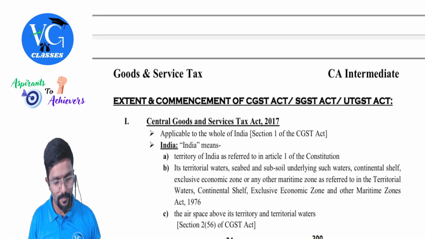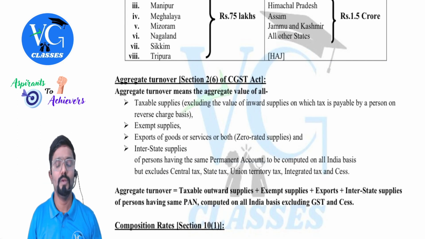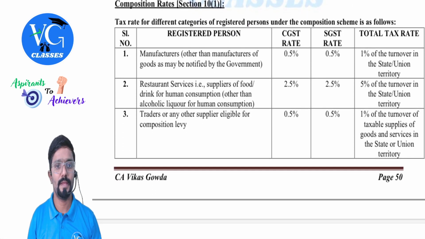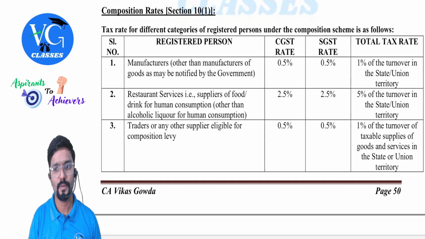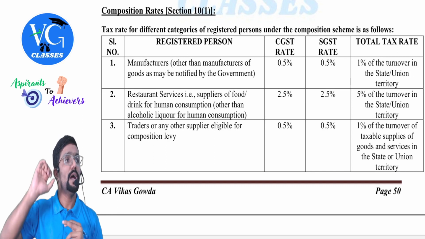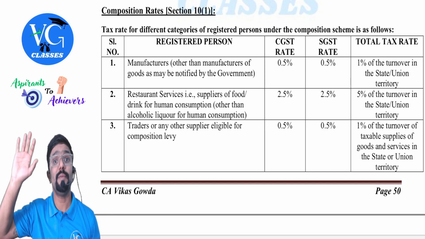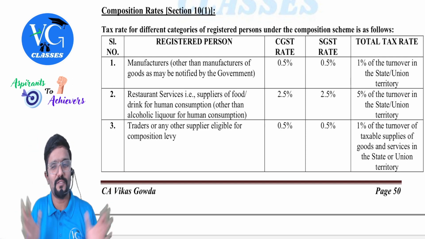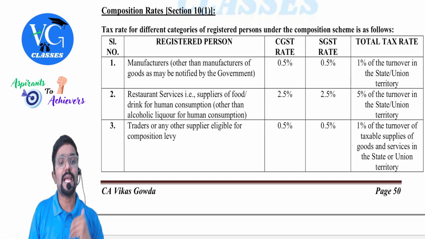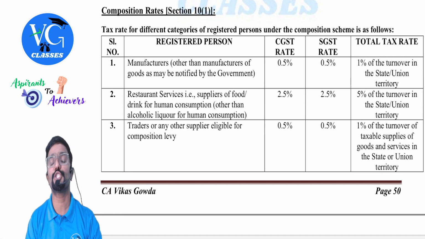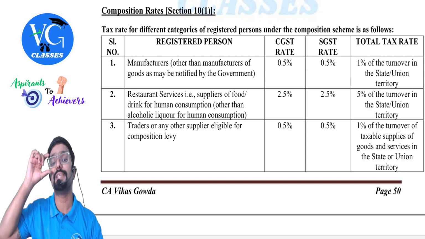Come back now to the composition scheme. What are the rates covered under section 10(1)? This is for RTM, not RCM. Sir, a lot of things are connected to RCM, RTM. Tax rate for different categories of registered persons under the composition scheme is as follows.